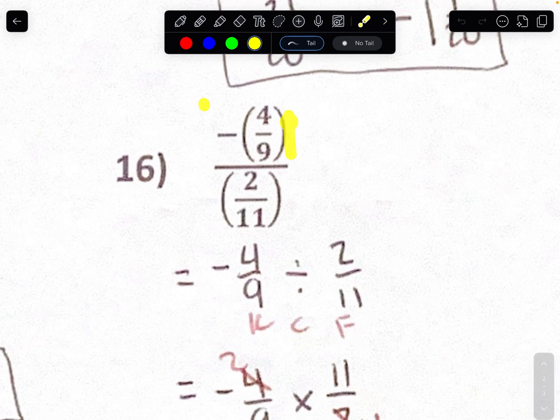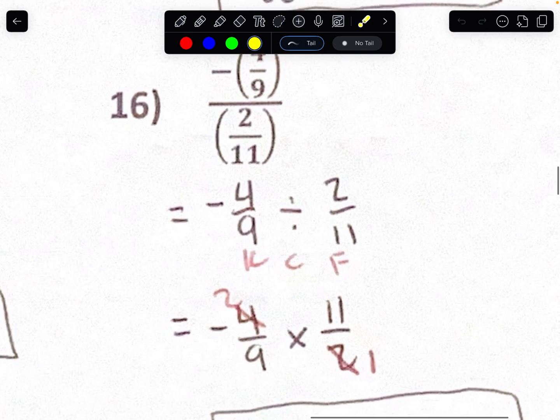Anytime you have a problem just like this, you want to say it as you write it. So if we say negative 4 over 9 divided by 2 over 11, then you say it as you write it. So negative 4 over 9 divided by 2 over 11. And then you can apply your KCF rule.